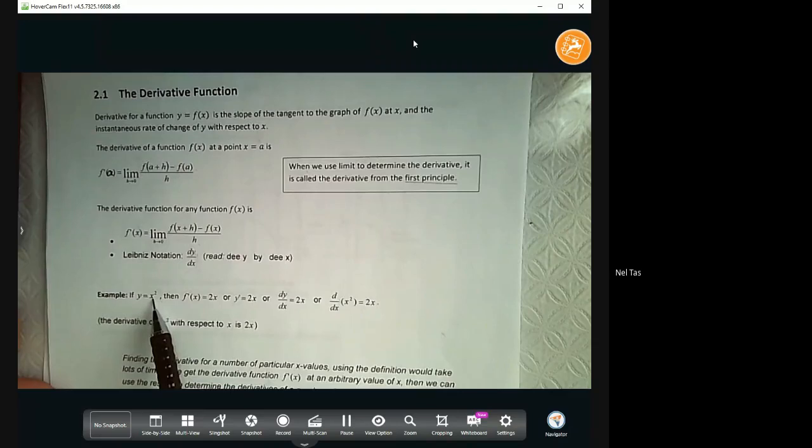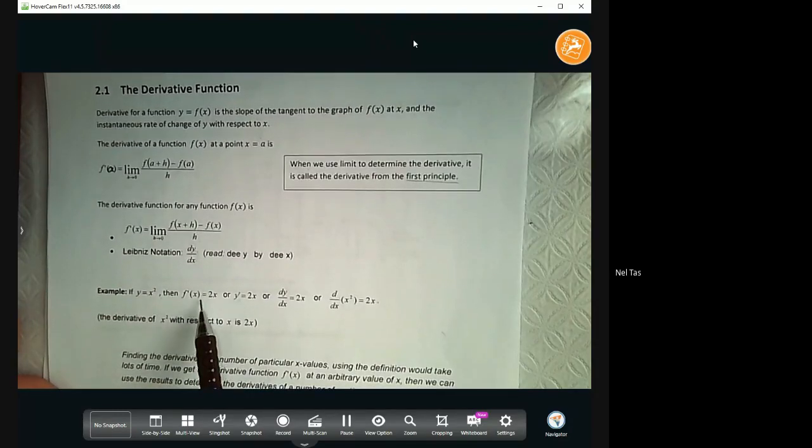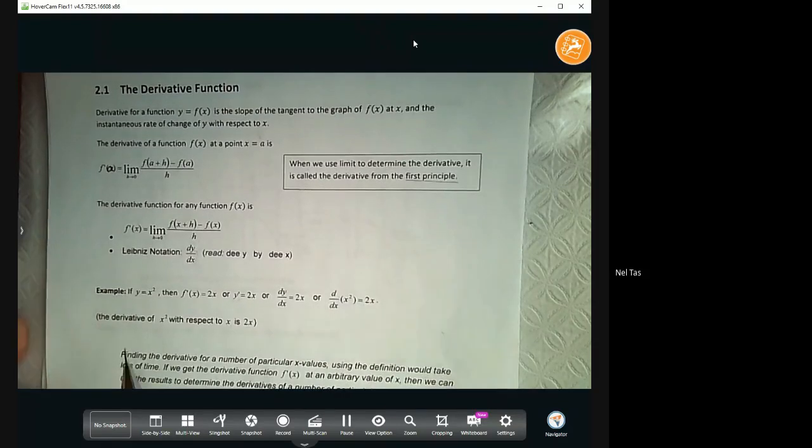So if you have y equals x squared, and you did all of these limits and found the derivative function, as a final answer you can write f prime of x equals 2x, or y prime is 2x, or dy by dx equals 2x, or you can write it this way. All of them mean the same thing. So the derivative of x squared with respect to x is 2x.